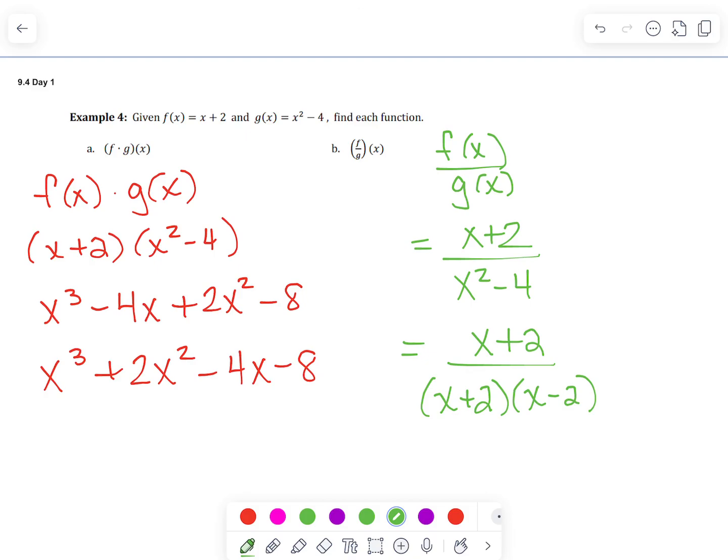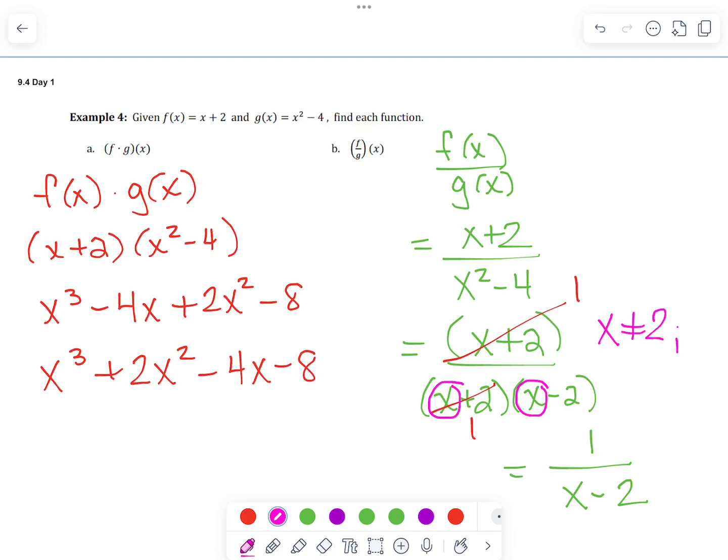We look for any common factors. There is a common factor, x plus 2 and x plus 2. Now be very careful. There's a 1 there and a 1 there. So what's left? A 1 in the numerator divided by x minus 2 in the denominator. Now, just like the last problem, we do need to identify the domain restrictions. So we don't want this to be a negative 2, and we don't want that to be a positive 2, because those will make it undefined. So domain restrictions will be x cannot be 2 and negative 2.